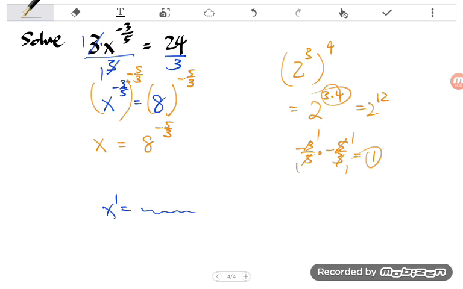So I want you guys to pause the video and see if you can solve this 8 to the power of negative 5 over 3, all right?